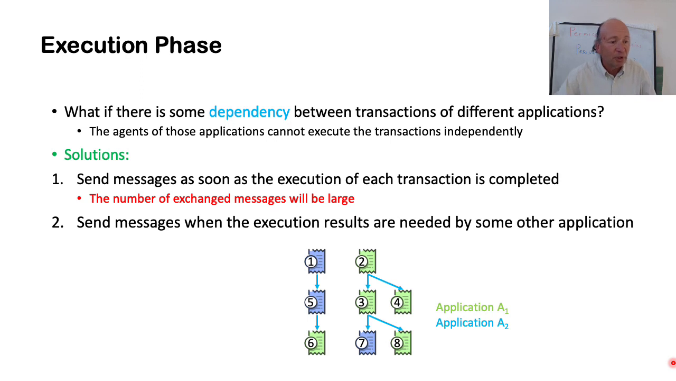So what we need to do is, if there is such a dependency, for example, from 3 to 7, from a green to a blue, then we need to send messages as soon as the execution of each transaction is completed. So you send it out to everybody, so if anybody is waiting for some dependency, they become aware of it. Of course, the number of messages exchanged becomes very big. Alternatively, we can send messages when the execution results are needed by some other transaction. So it's a difference between a push and a pull. And in the paper, we actually explore the trade-offs between these two different approaches.